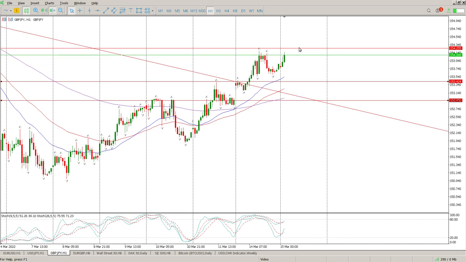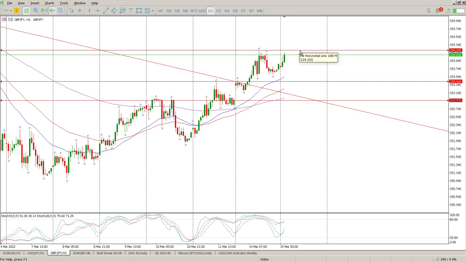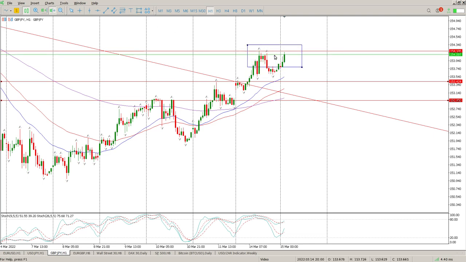If we do break above the high of yesterday, I'd want to see some form of support at this level, and then you're probably going to get a bit of a consolidation break to the upside, which will give you an upside target of something in that line there.